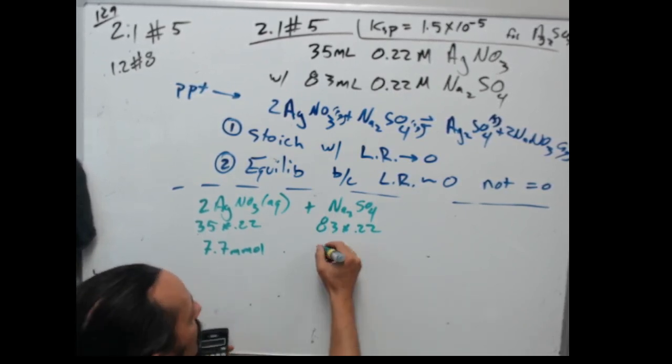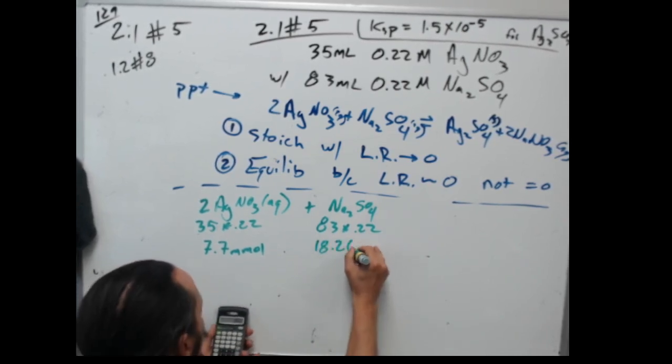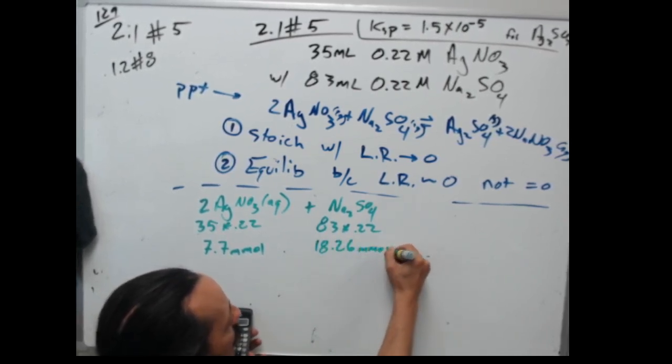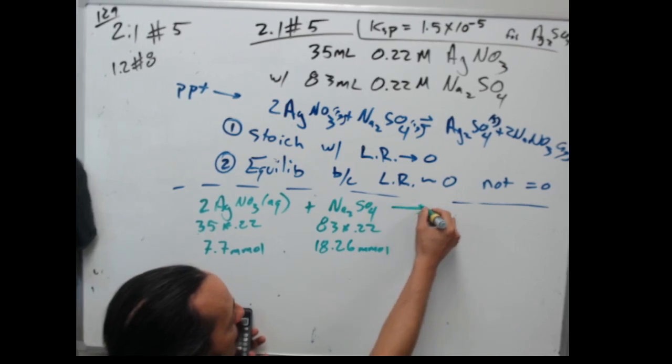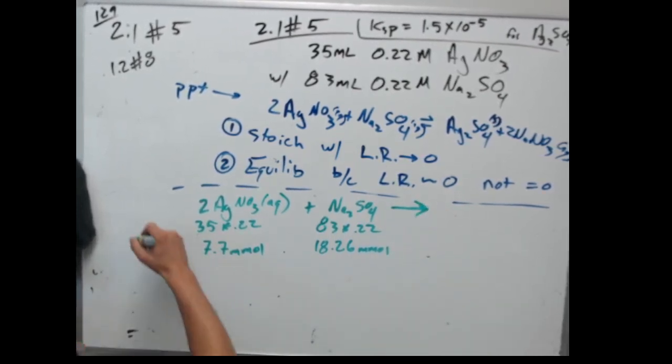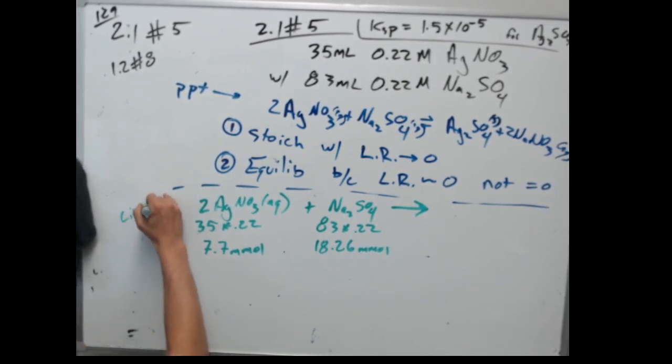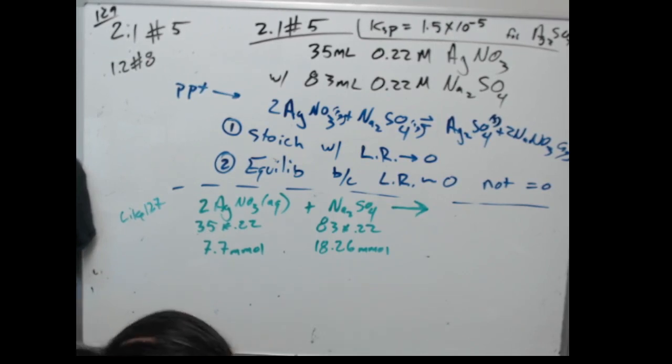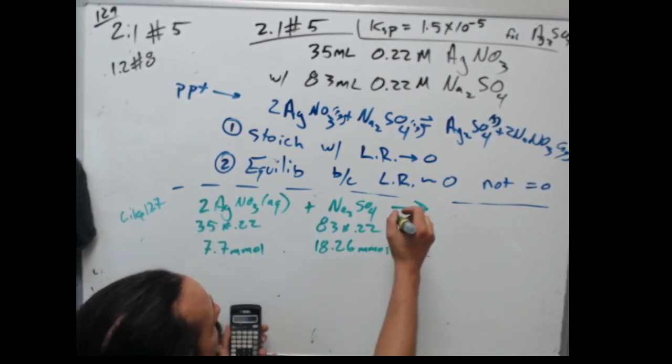And that gets us 18.26 millimoles. I'm going to do this as a one direction arrow because we know it's mostly towards products. I'm doing it like Chem 127, so it's just going forward, even though we know there's an equilibrium.